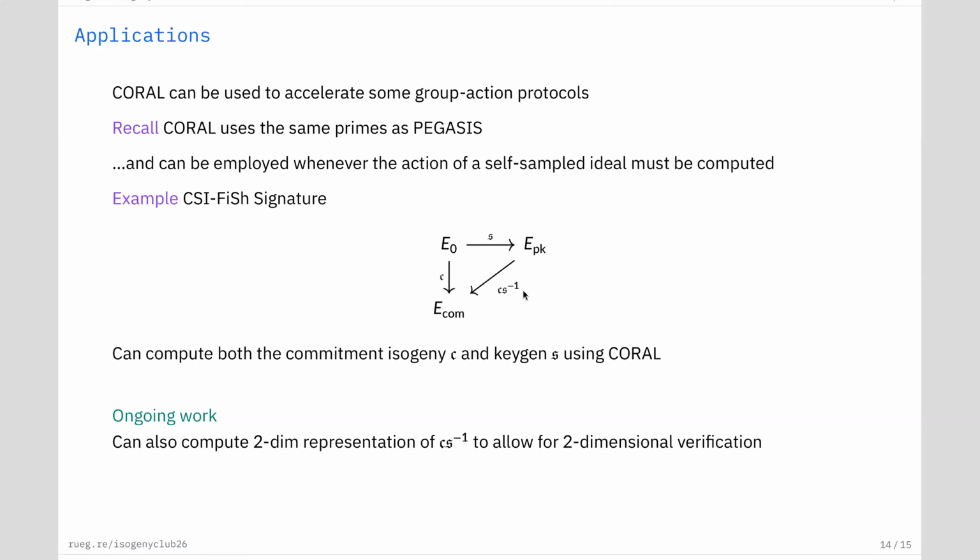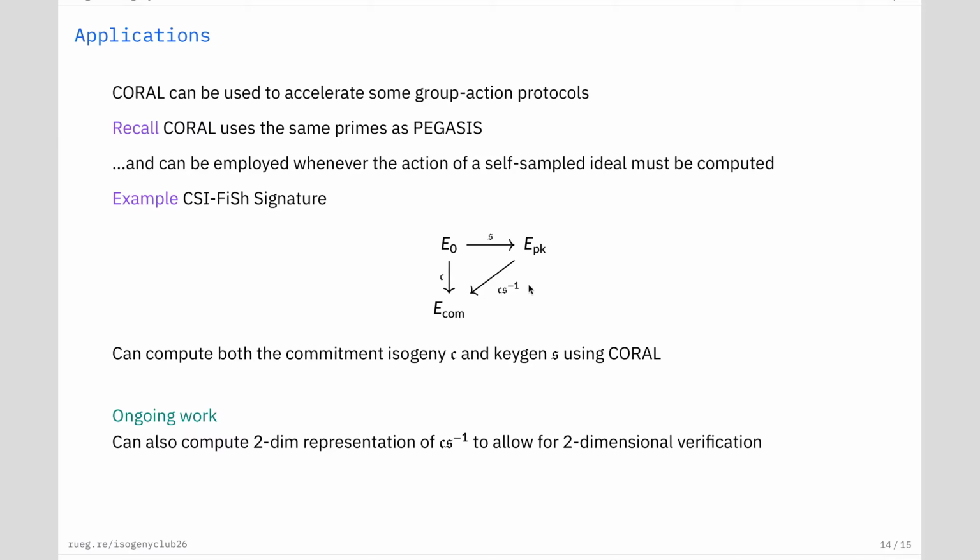So, for example, in a classic CFISH style signature, you can sample your own secret ideal. Because you sample it yourself, you can use Coral to evaluate that action. You also sample the commitment isogeny yourself, so you can sample that ideal and compute that in dimension 2. And when the challenge bit is 0 or 1 or whatever, when the challenge bit asks you to reveal your commitment, the verifier can also compute this in dimension 2.